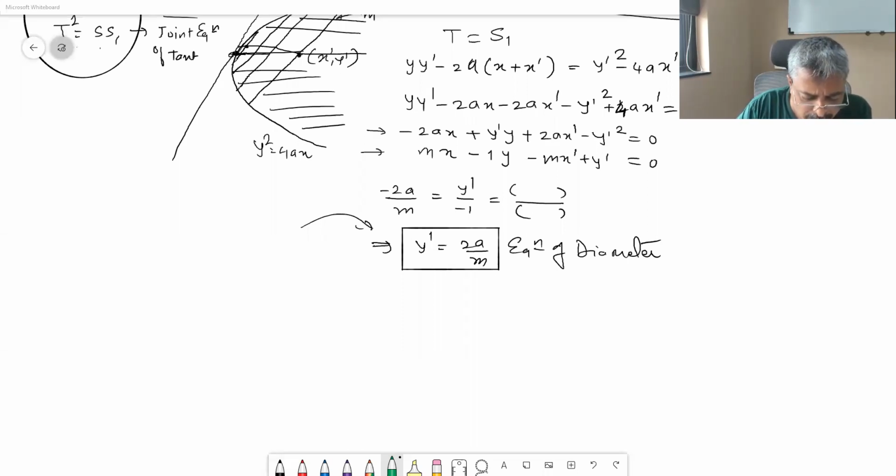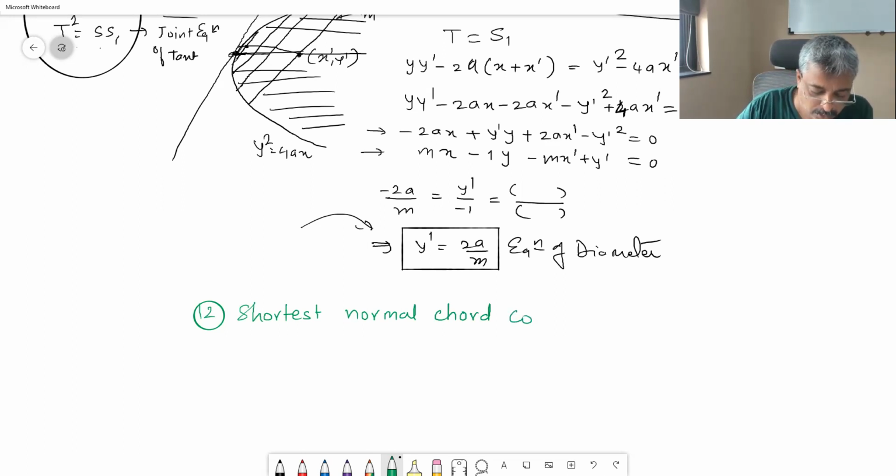Shortest normal chord corresponds to t is equal to, and what is its length?